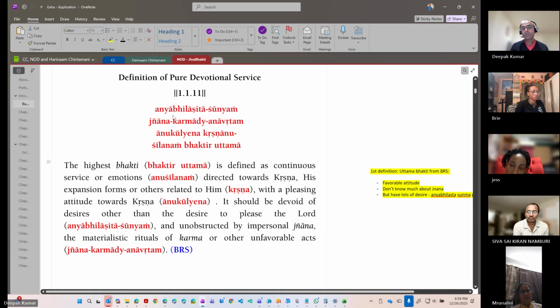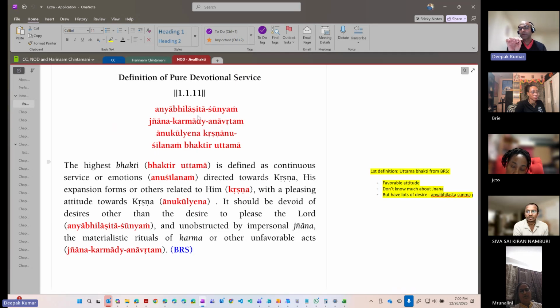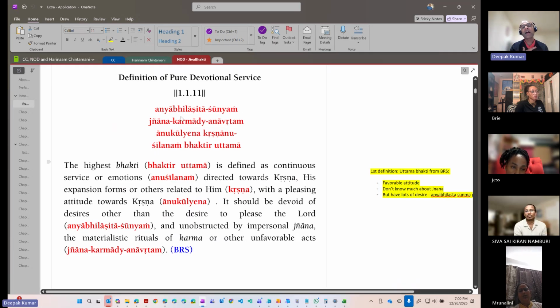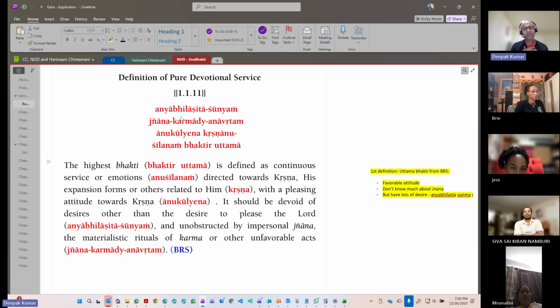Anyābhilāṣitā-śūnyaṁ, no other desire other than to please Krishna. And that encapsulates that due to my bodily conception, I may have a little bit of this desire, that desire. I don't like that desire. I think that's the impediment, but that's my conditioning, right? So it includes that. But with all my senses, I really want to serve Krishna. Nobody else. Krishna is my only shelter.